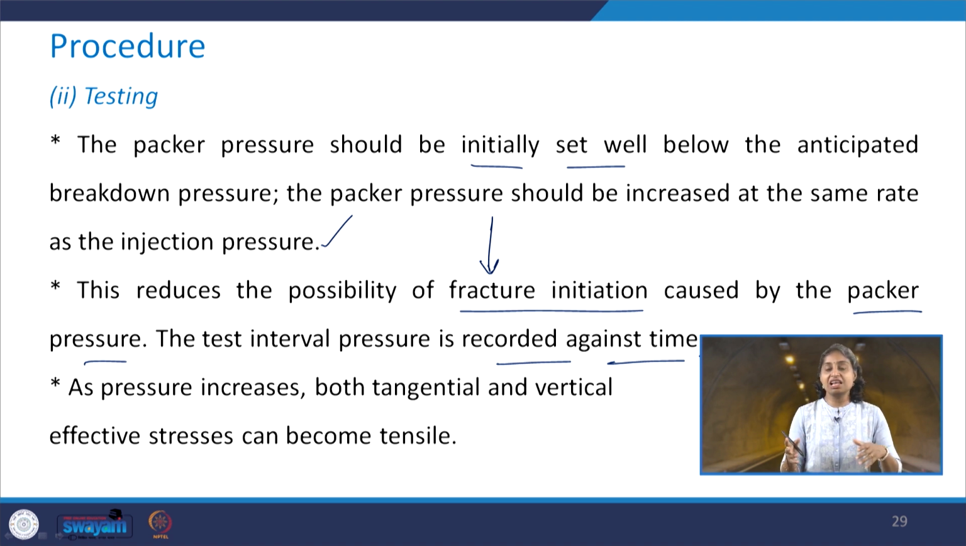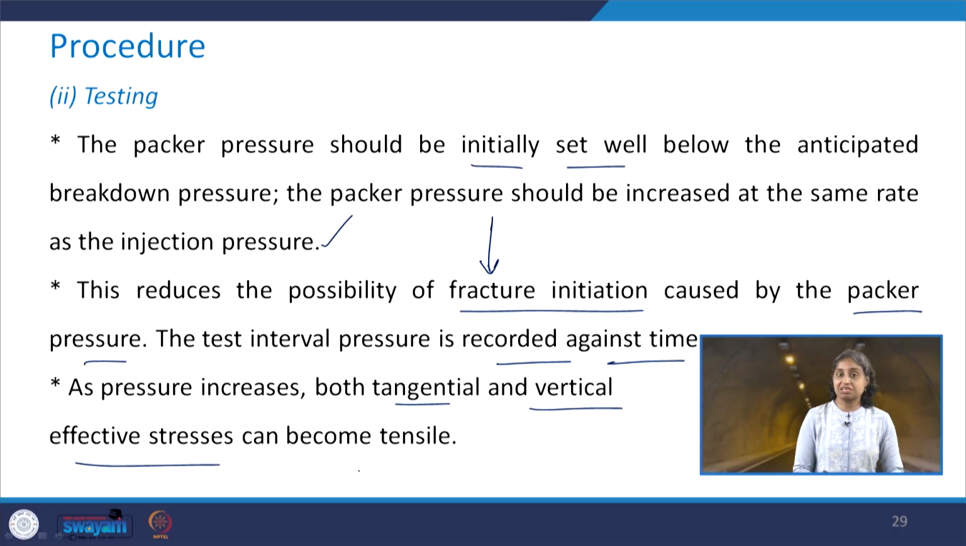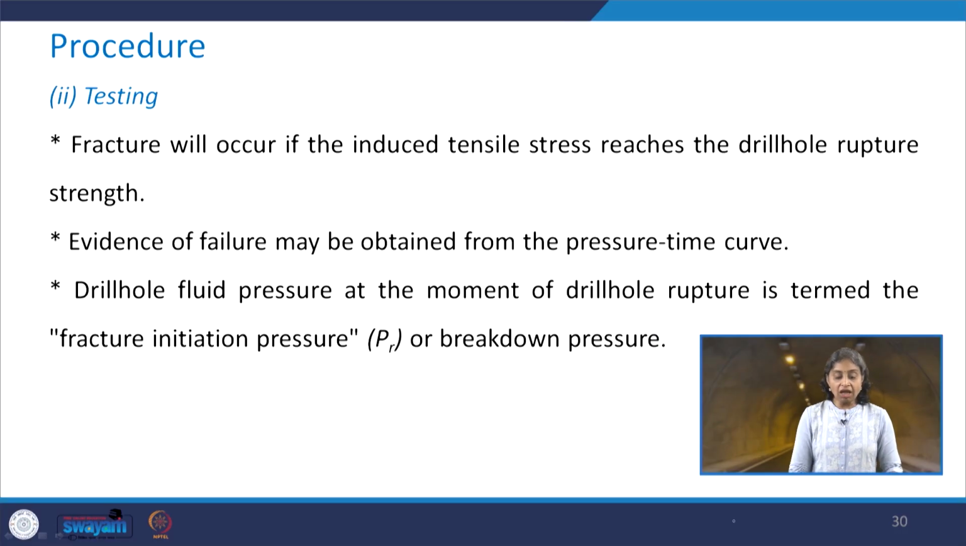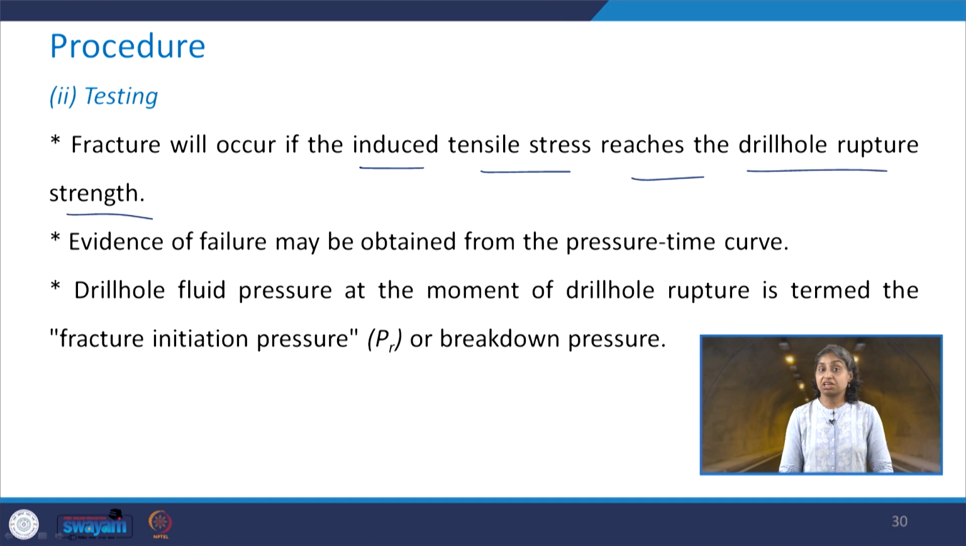both the tangential as well as the vertical effective stresses can become tensile, because you see it is a drill hole and you have a tube which is packed from both the sides. So, in the test section, when you apply the injection pressure, it exerts hydrostatic pressure on the walls of the drill hole, and therefore, both the tangential and the vertical effective stresses can become tensile. The fracture will occur if the induced tensile stress reaches the drill hole rupture strength.